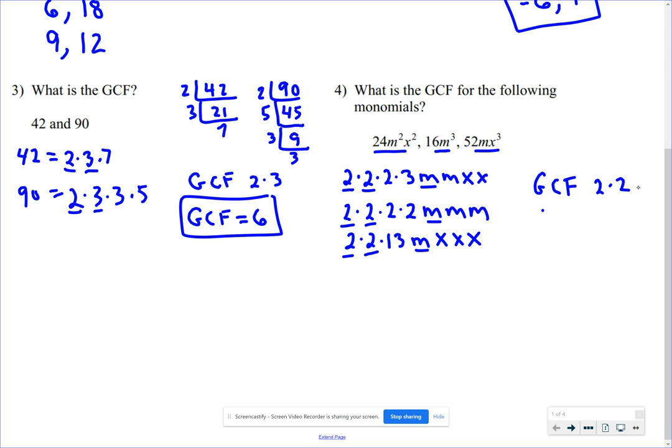So my GCF is going to be 2 times 2 times m, but I'm going to rewrite that as 4m. So our GCF is 4m, and we're done.